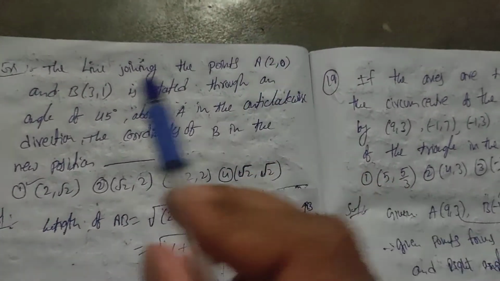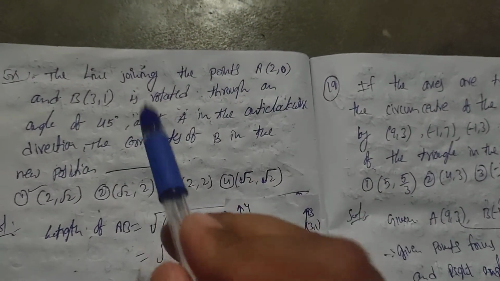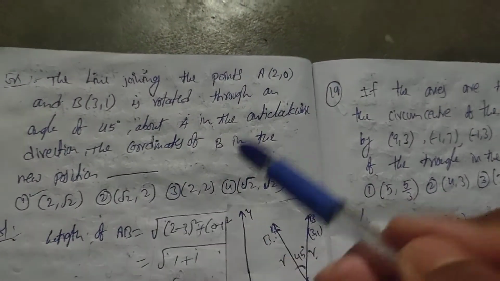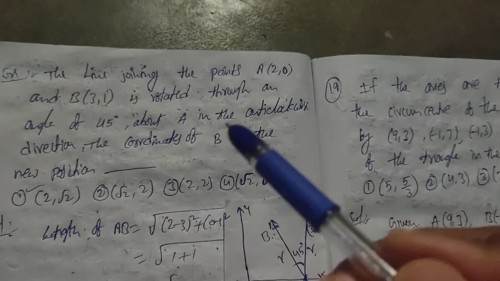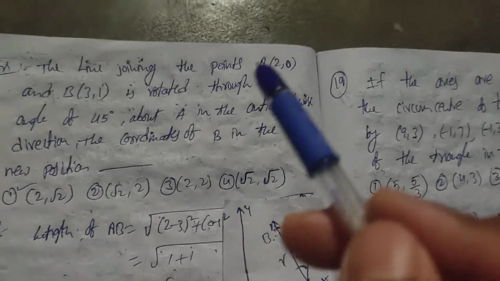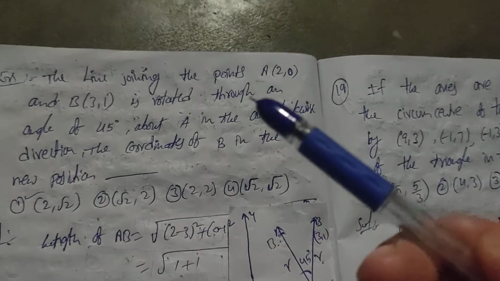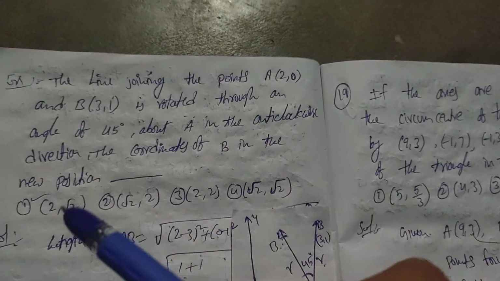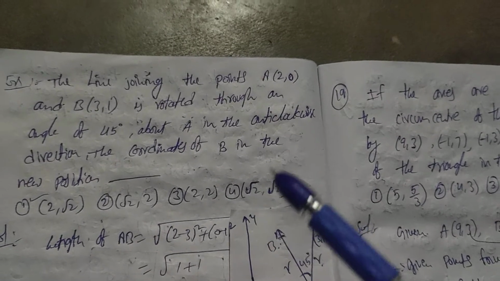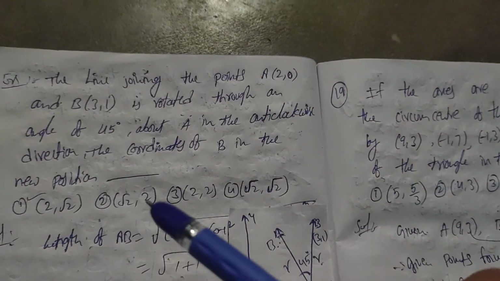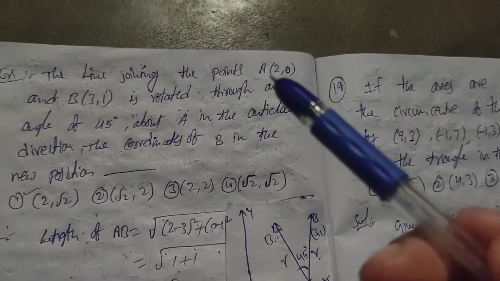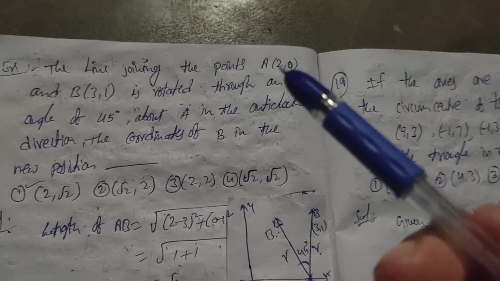First you find out the length between A to B, how much you get, the same value you apply. That means if you get a distance between A and B equal to some R units, then you check the options. Whichever option bears the same distance from A, that is our option.